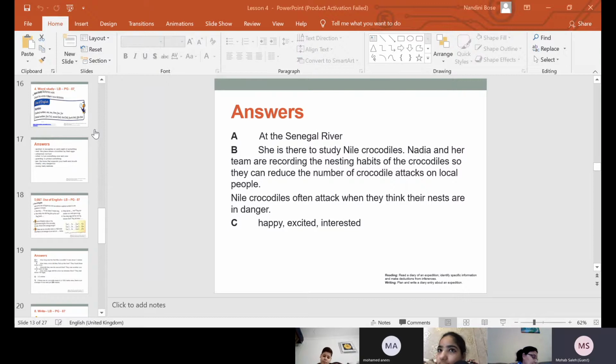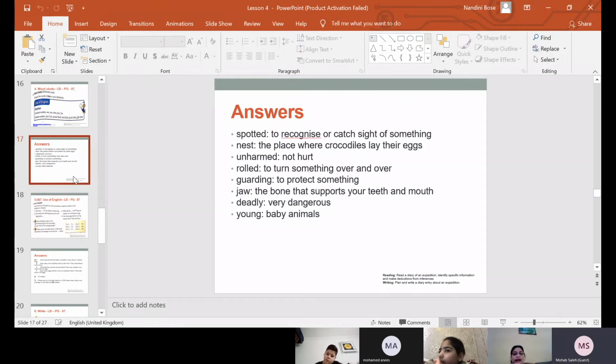Yes, Hala, see: guarding, nest, young, deadly, spotted and unharmed, right? You can see that? Look at the passage on page 86. All right, so these are the answers for those words. Copy down in your notebook, please.